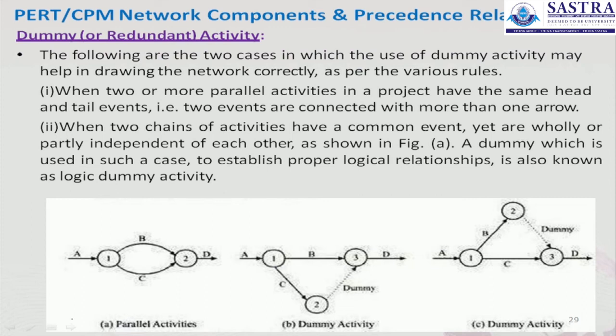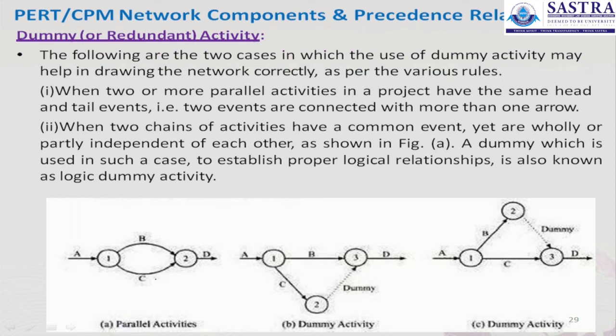And the dummy activity or redundant activity. The following are the two cases in which the use of a dummy activity may help in drawing the network correctly as per the various rules. First, when two or more parallel activities in a project have the same head and tail events, that is, two events are connected with more than one arrow. We have already discussed this theoretically, but here through the diagram also. Here we have two different diagrams. In the first diagram, the parallel activities go from activity A, and through activities B and C go to activity D.